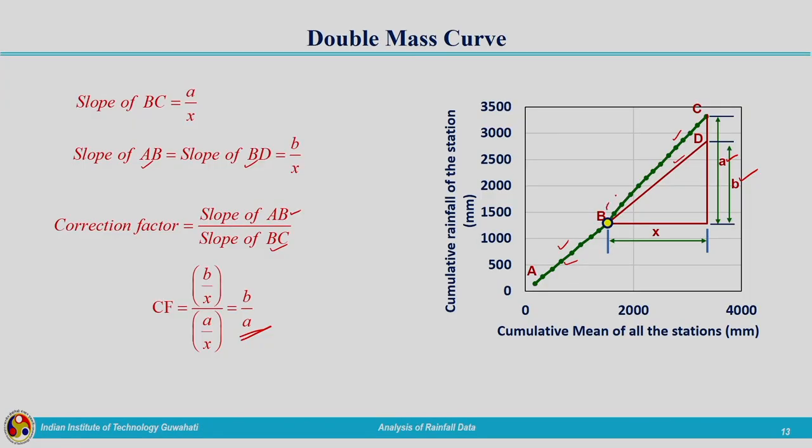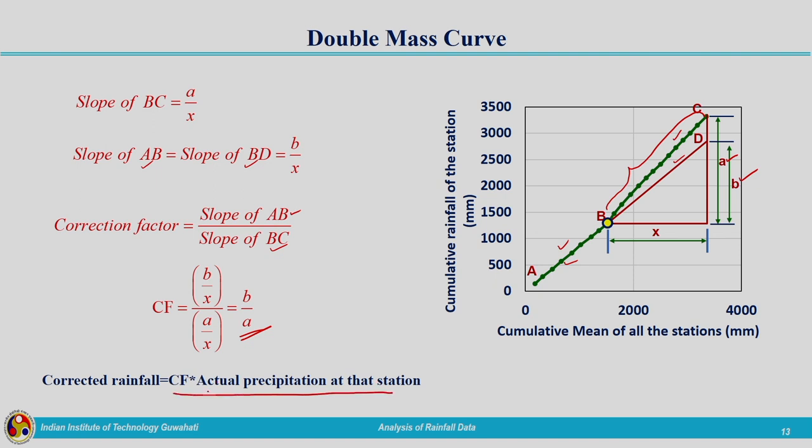After that, we will multiply the data corresponding to this BC line. This particular line will be multiplied with this correction factor to make it align with the new series. That is what we will be doing in the case of double mass curve. We are correcting the past data based on the new data. So this will be more clear to you when we solve a numerical example. And corrected rainfall is correction factor multiplied by actual precipitation at that station.